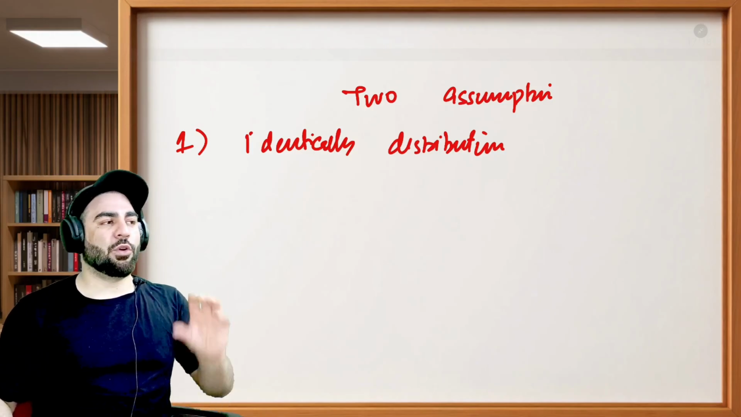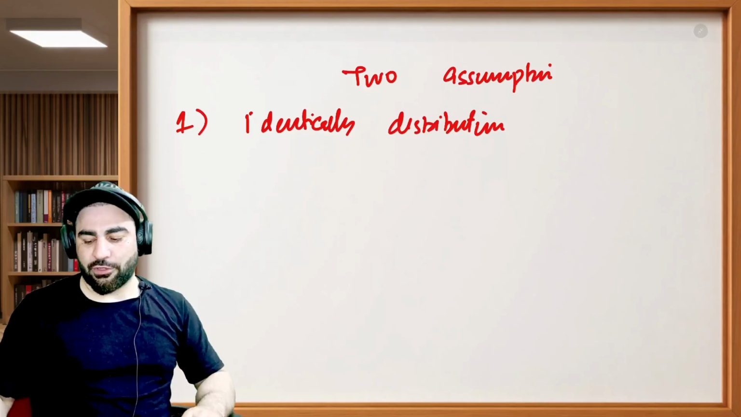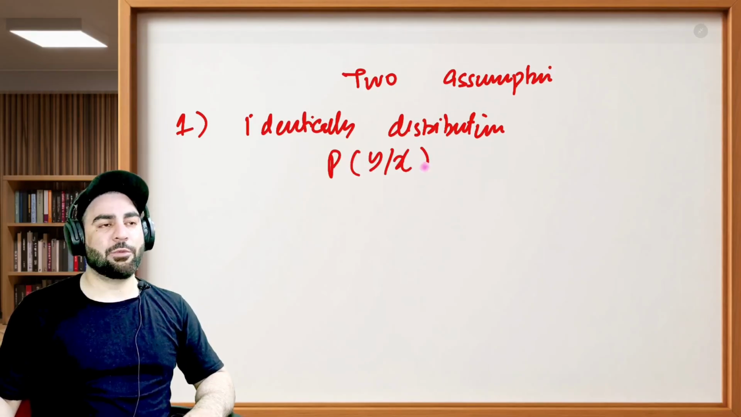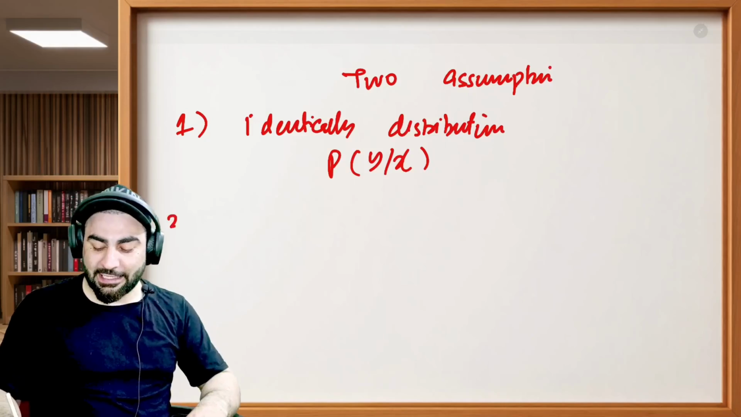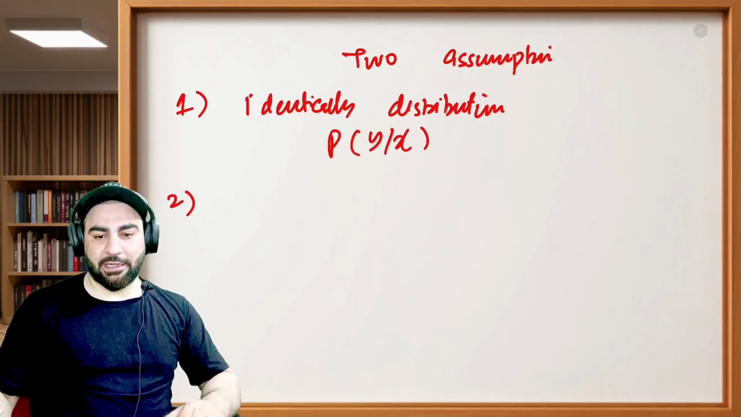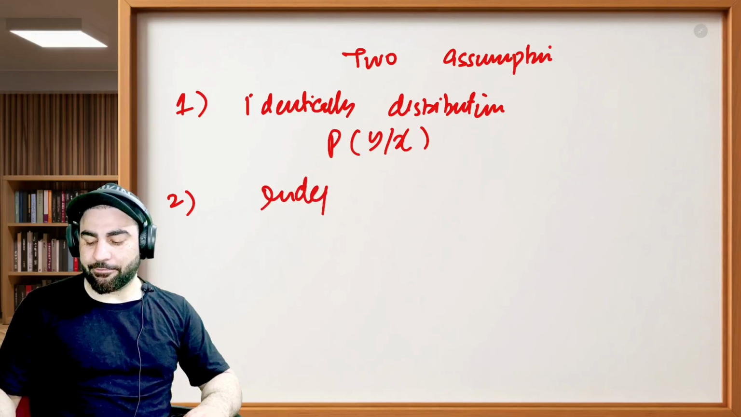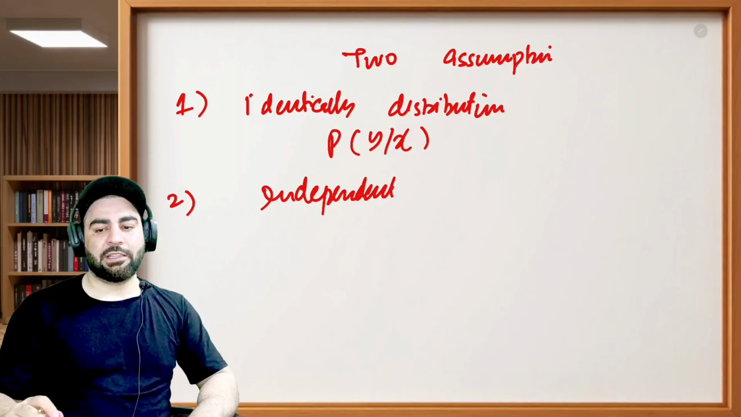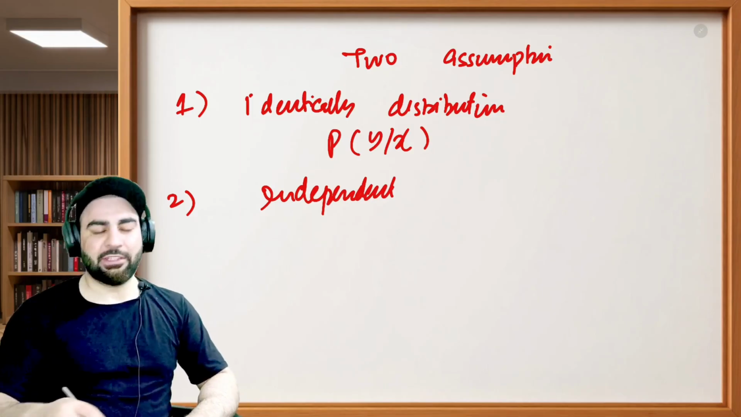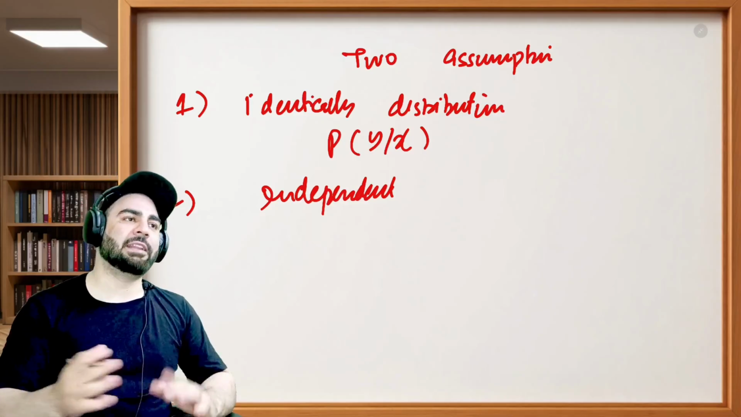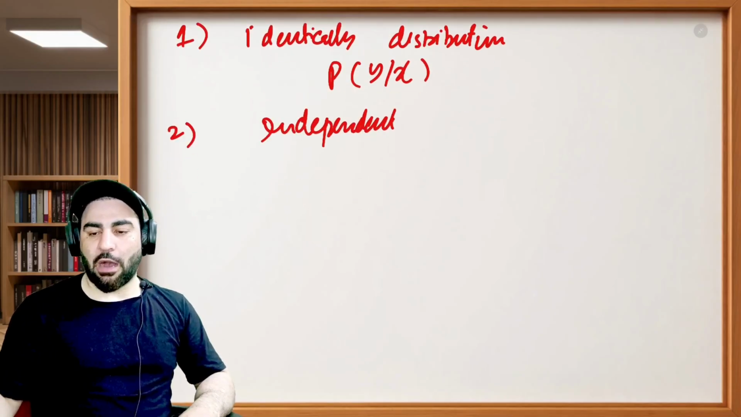All the data points come from the same distribution. That can be written as the probability of y given x, so this should hold for all the points. And the second thing is that these data points are sampled independently. They are independent examples. So the outputs are conditionally independent given their inputs. If you are given an input and an output, they do not have any dependence on each other. How can I write it mathematically?